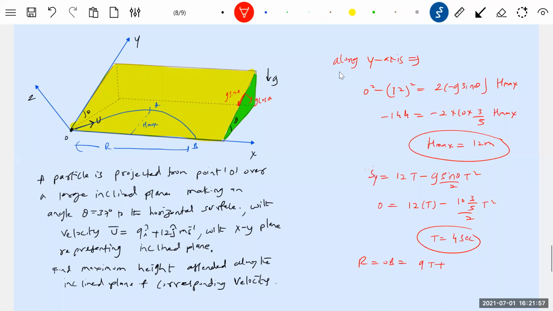Any acceleration along the x-axis? Anybody? What type of motion along the x-axis? Uniform velocity, or will there be any acceleration? I'm waiting for some answer. Uniform, yes Pranay, correct. Uniform velocity motion. There won't be any acceleration along that direction. 9 into 4, 36 meter. If you assume the x-axis as the ground, then this can become an oblique projectile motion, no sir? Whatever you want to do.